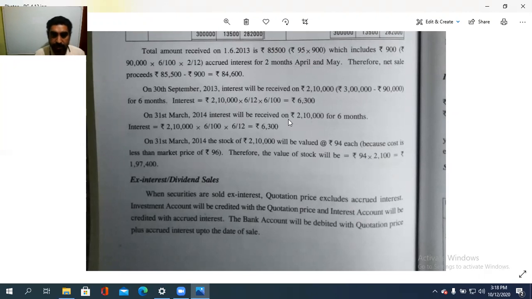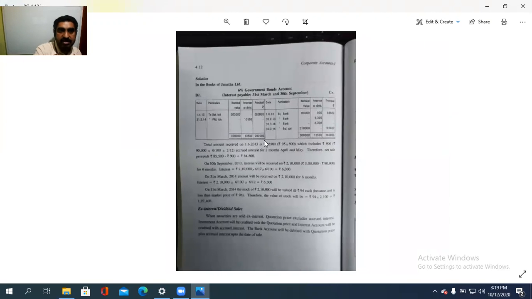So there is no amount of interest inclusive in that. It is exclusive. So the entry is: bank account debited with the quotation price plus accrued interest up to the date of the sale, to investment account with the quotation price only, and interest account to be credited with the accrued interest. Okay, so that is the difference. That is the ex interest or dividend sale. Cum interest means inclusive of the interest in the quotation price, while this is exclusive of the interest.